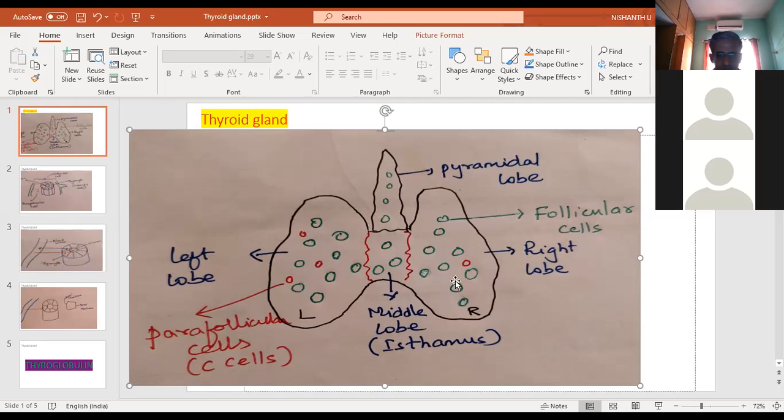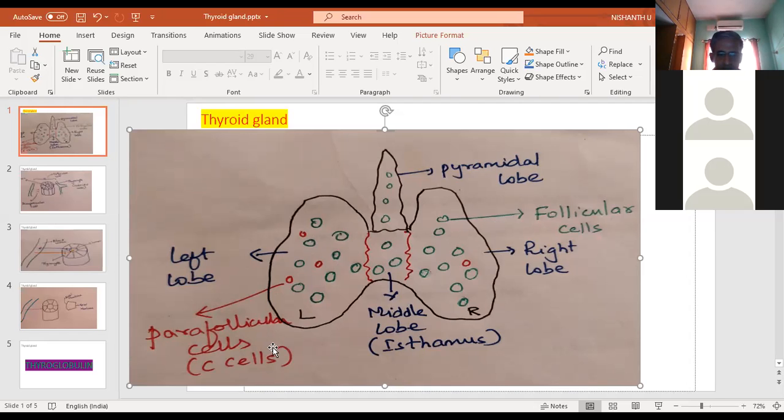I repeat again. In the thyroid gland, you can see the green colored rounded structures, which we call follicular cells. Apart from that, there are red colored rounded structures, which we call parafollicular cells or C cells. The follicular cells are concerned with the synthesis of thyroid hormone. Two thyroid hormones are there: one is T3 and the second is T4. The parafollicular cells are concerned with another hormone called calcitonin.